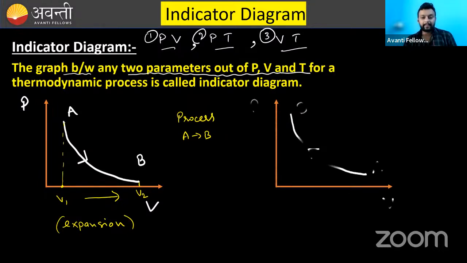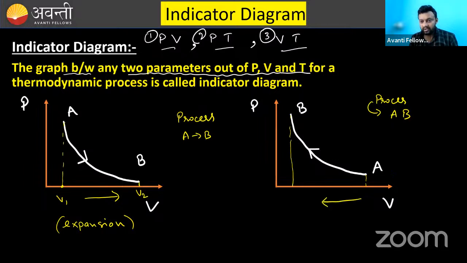There might be another graph you can see. This is again a PV graph. Again, the arrow is in this direction, so the process is again A to B. Now what's happening? If you move from A to B, is the volume increasing or decreasing? You will say the volume is decreasing. If the volume is decreasing, then it is known as compression. I think it is clear now. There might be a VT graph, there might be a PT graph. We will discuss each of the graphs while we discuss the processes.